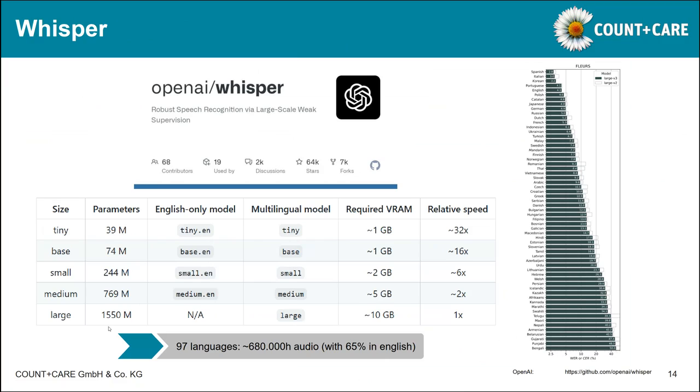And the AI was released in different sizes, from tiny to large. The test on the right side was only performed for the large model, which is the best one, which uses around 10 gigabytes of VRAM. And the tiny one could even run on a mobile phone, which is very, very small.